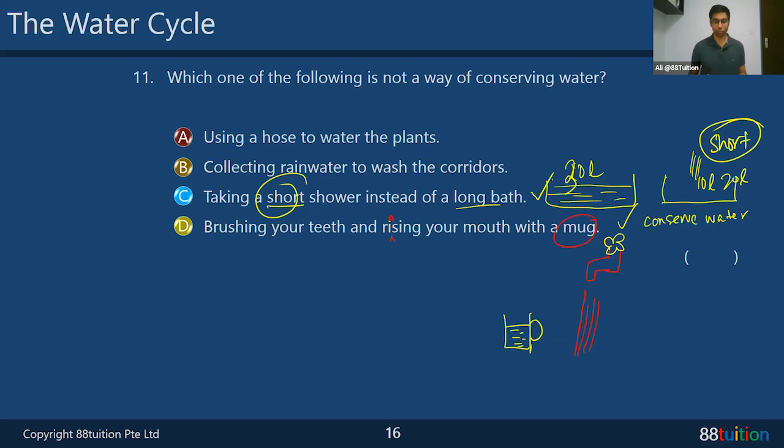Collecting rainwater to wash the corridor. Good. You are saving water, because instead of using the tap water, that water is actually clean. Even though you are in the bathroom showering, do you know that water is good enough to drink? So we are using good drinking water to actually shower.